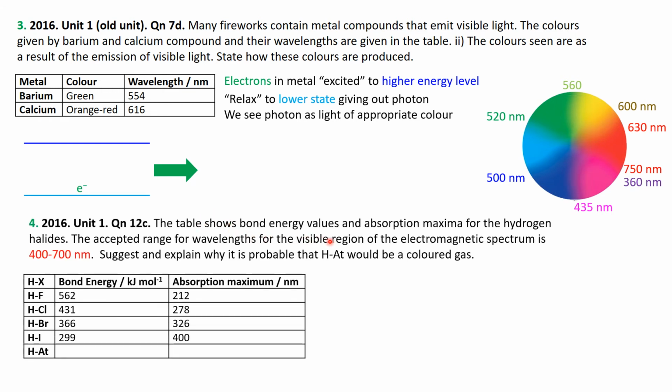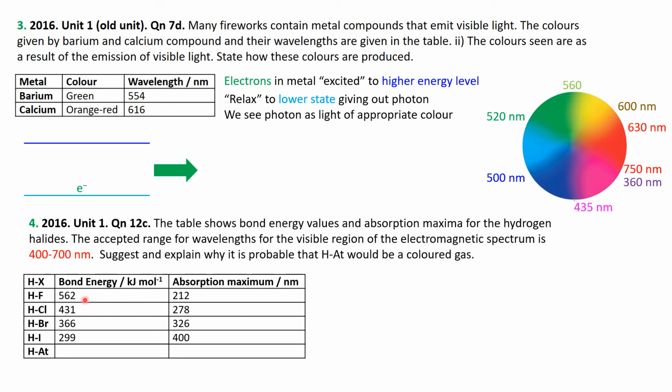Table shows bond energies, absorption maxima for hydrogen halides, so HF, HCl, HBr, and HI. The accepted range for wavelengths for the visible spectrum is 400 to 700. Suggest and explain why it's possible that HAt would be a coloured gas.